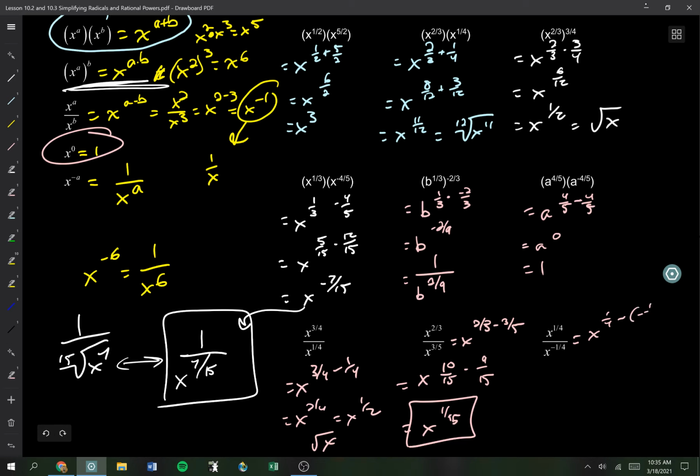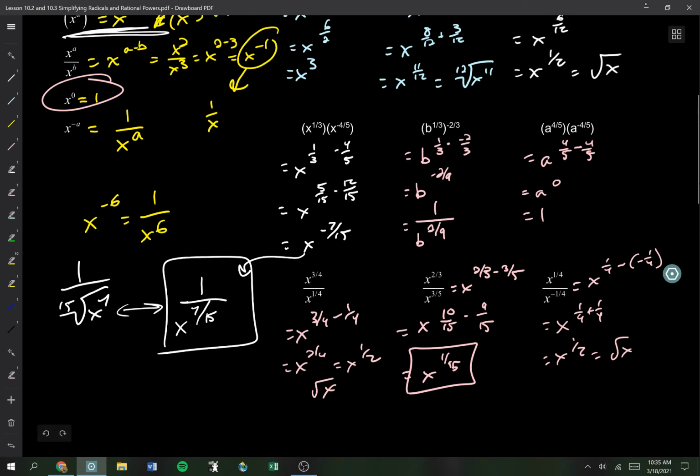minus negative a quarter. I'm subtracting, but I'm subtracting a negative. So this becomes x to the 2/4, which is again x to the 1/2. Let's come up, what, 3 times now? Square root of x. Okay, properties of exponents with fractions. Rational powers make radicals. Good stuff.